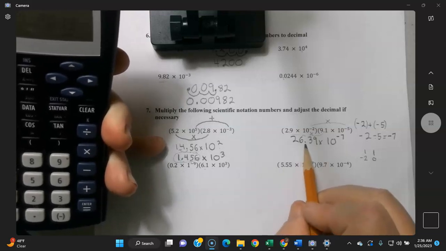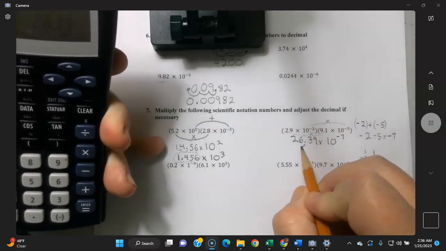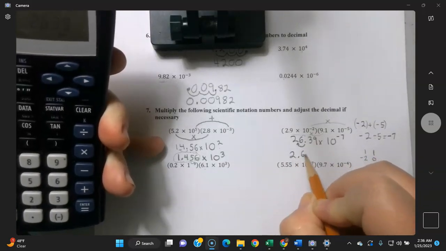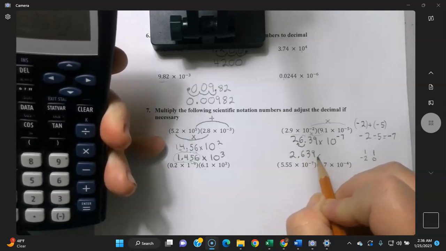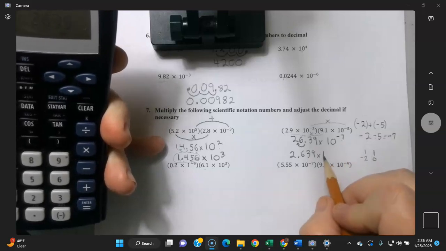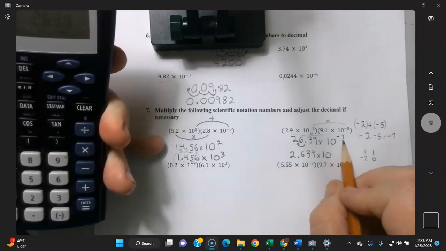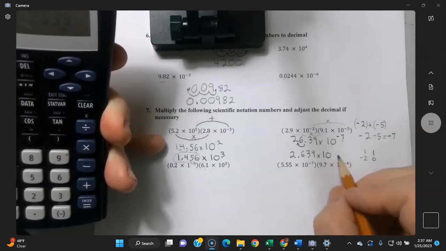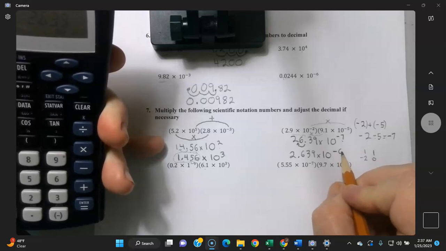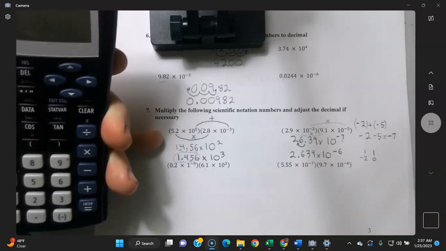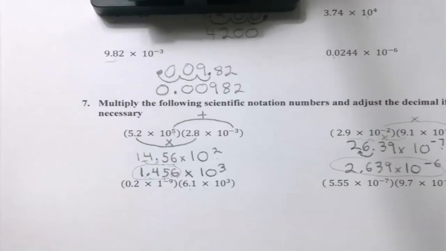Now we don't have a number between 1 and 9.99, so we're going to move the decimal one place over here and make this number smaller, 2.639. That means we've got to make this number bigger. Now be careful on that. If you got a negative number, to make it bigger means you go in the positive direction. So is it going to be negative 6 or negative 8? It's going to be negative 6. You're going in the positive direction. You're getting closer to 0 and away from negative numbers, okay? So this is your final answer there. Okay, let's keep going.